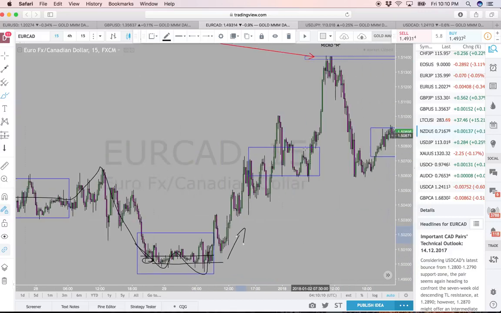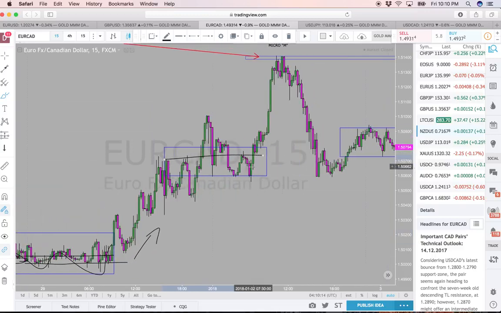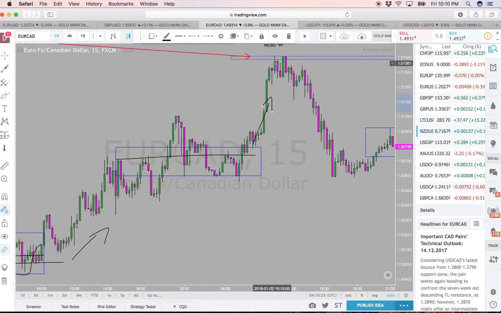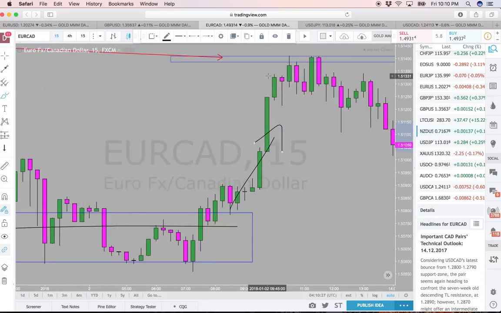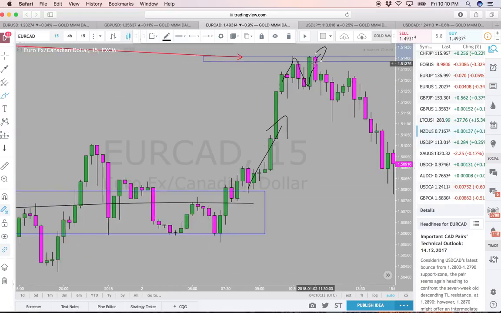EuroCAD stopped right here and consolidated a bit, and then we can see that same formation. That formation here, that spike up, also induced buyers, and we can see this little micro M, this little bugger, induced lots of people to buy in here.